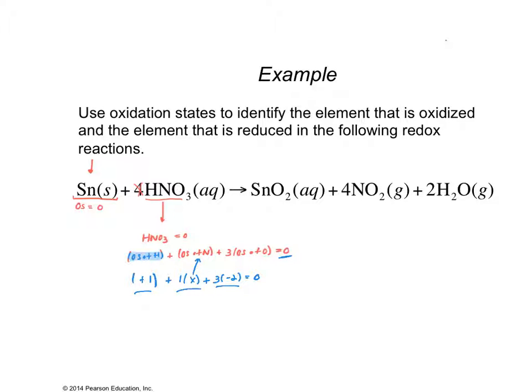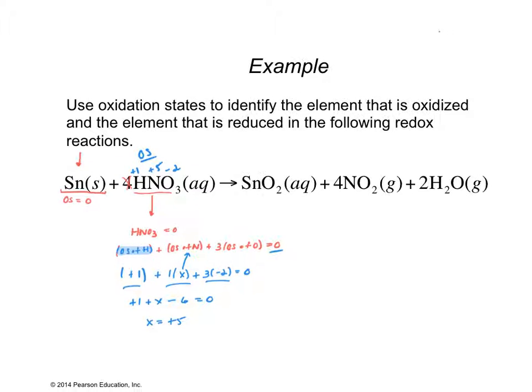So when I add these all up, I have a +1 plus X, and then I have a -6 is equal to 0. So then X is going to be equal to +5, okay? So here we have a +1 for hydrogen, a -2 for oxygen, and a +5 for nitrogen. Those are the oxidation states of all of them on the reactant side. We will now move over to the products.